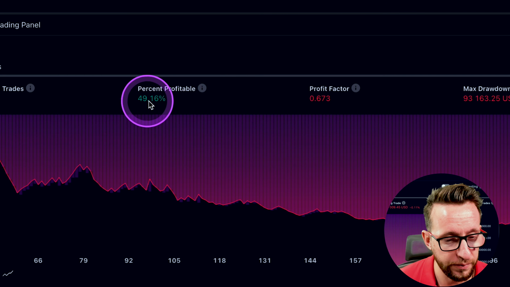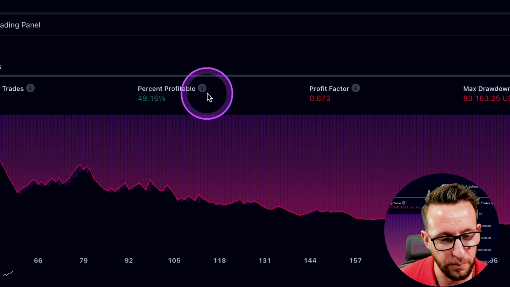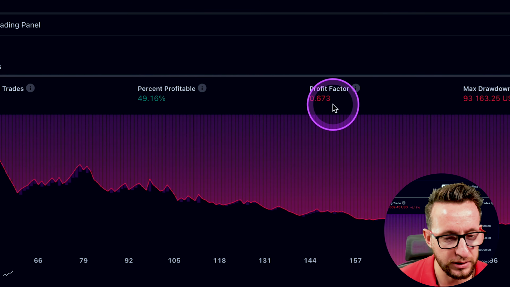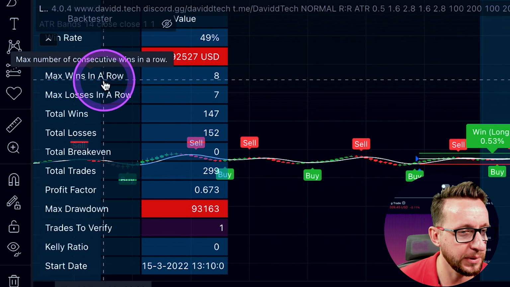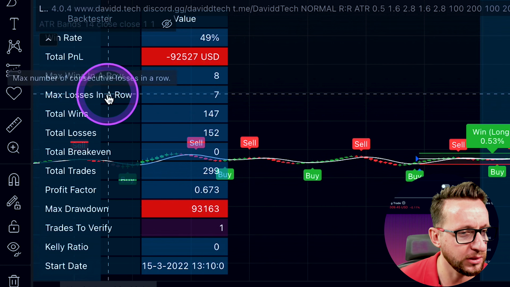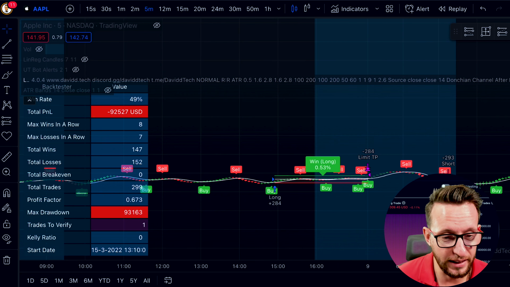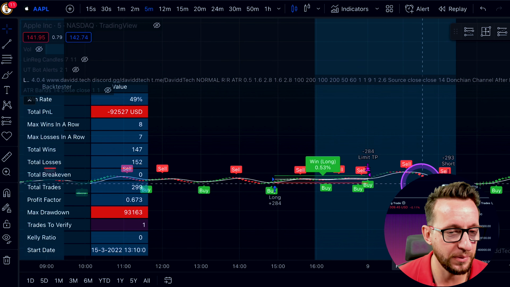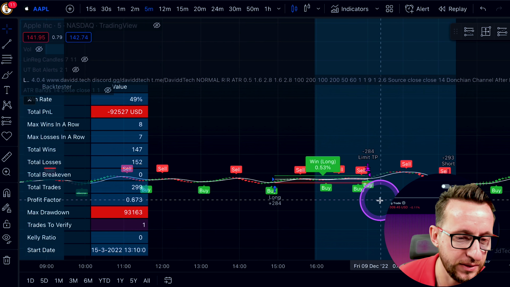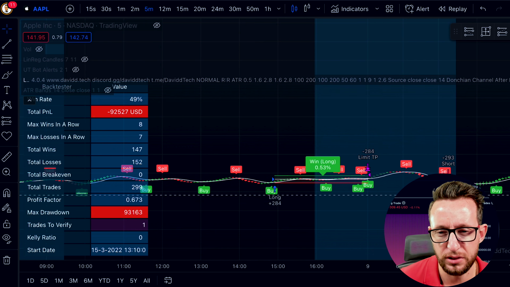We have a 46.16% win rate and a profit factor of 0.673. As you can see, we have maximum wins in a row was 8, maximum losses in a row were 7, and yes, so it isn't great. I'm going to continue optimizing to try and find some better settings for all of these, but yeah, it isn't as good as I was hoping.